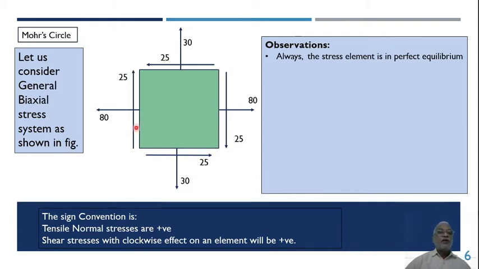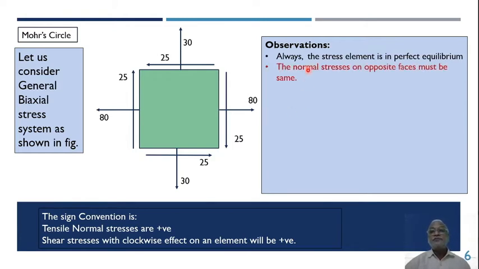And then on vertical faces, if you look at 25, 25, it is a clockwise couple, but on the horizontal surfaces it is an anti-clockwise couple with the same magnitude. Because of that, it cancels off, and then the element is perfectly in equilibrium. Always whenever data is given, it will be like that only, right? Otherwise it will be moving, it will not be in equilibrium, right? So this is one point.